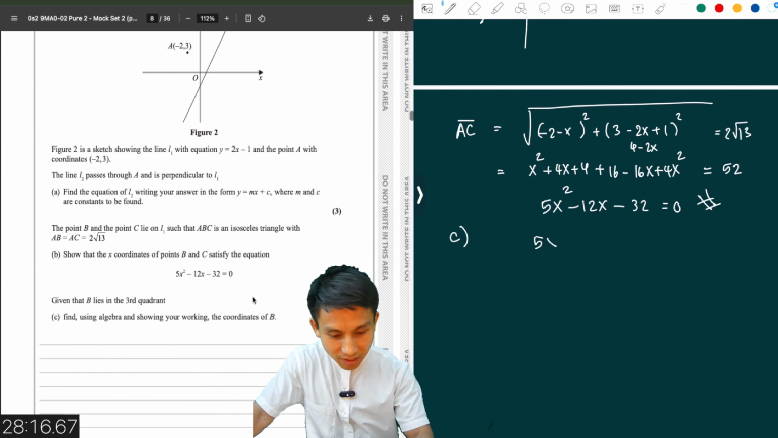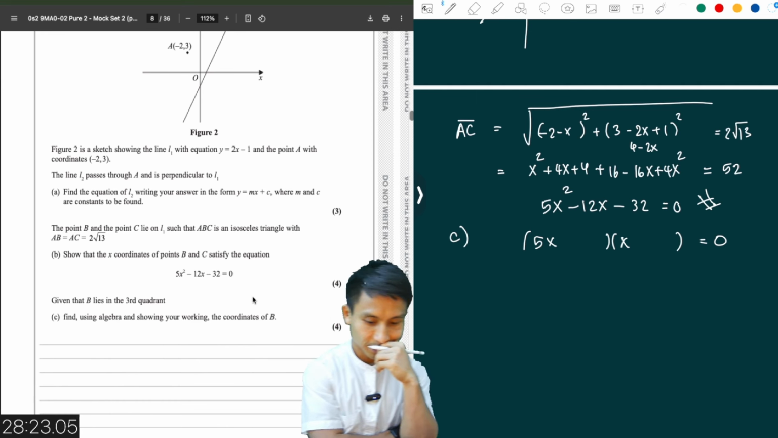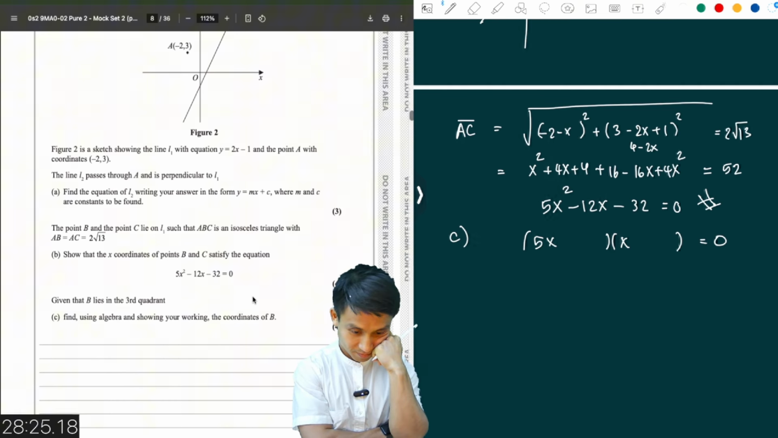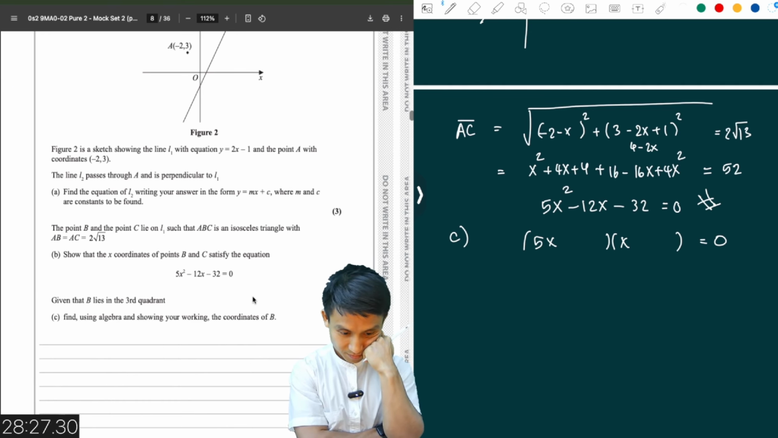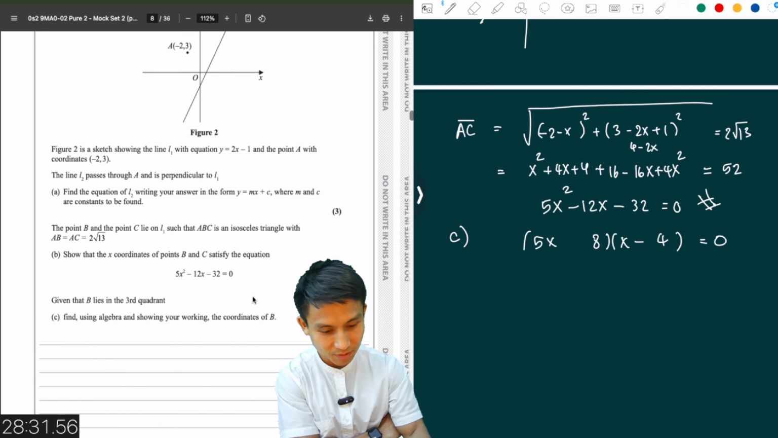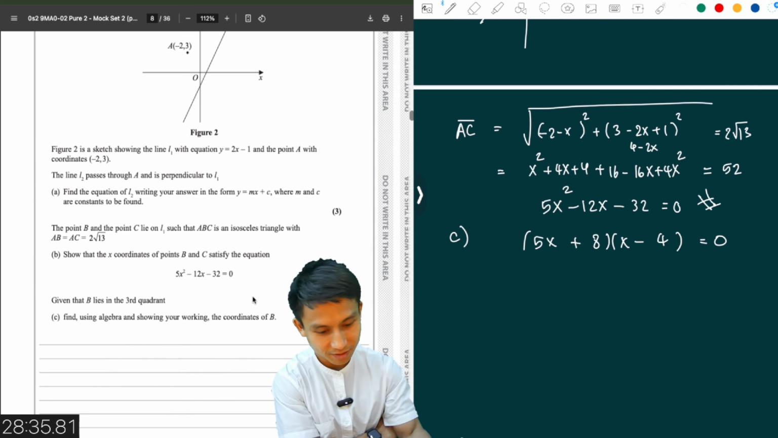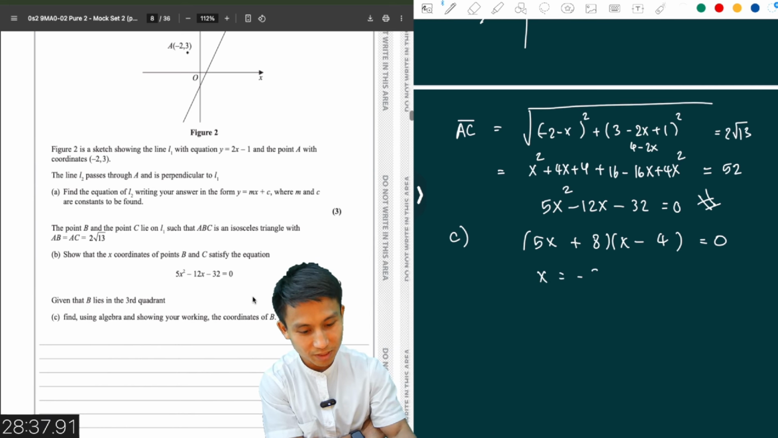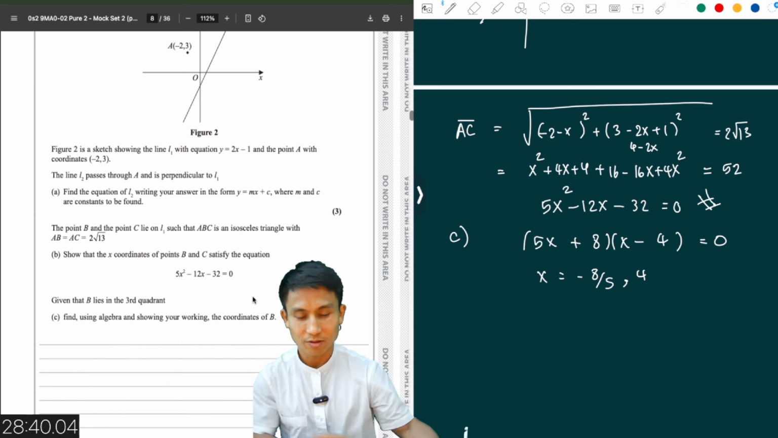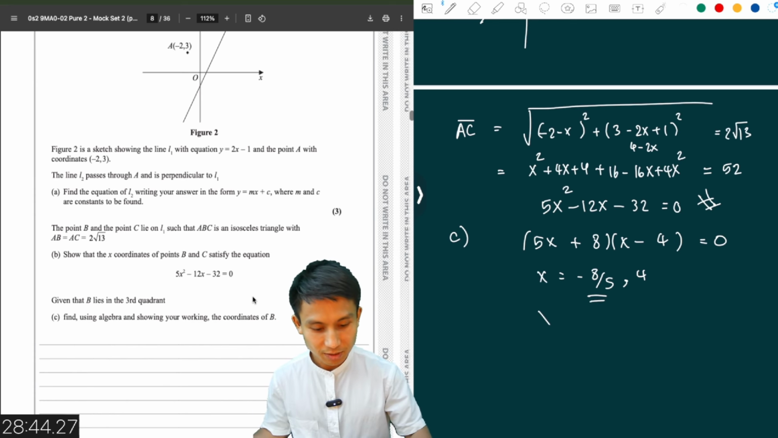So I'm just going to factorize that quadratic, see what I get there. Let's see. Okay, so 8 and 4, yep. 8 and 4 here. So this is minus, this is a plus, right? Yep, that's right. Okay, so x equals minus 8 over 5 and 4. Because it's in the third quadrant, x should be negative. Yeah, so xB is minus 8 over 5.